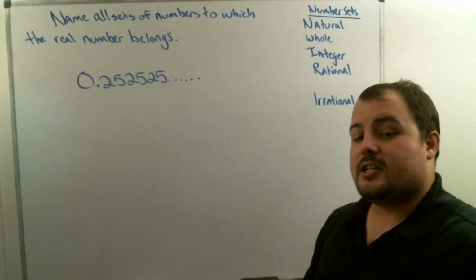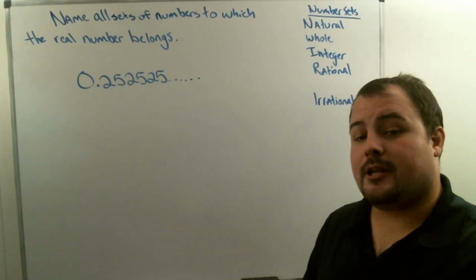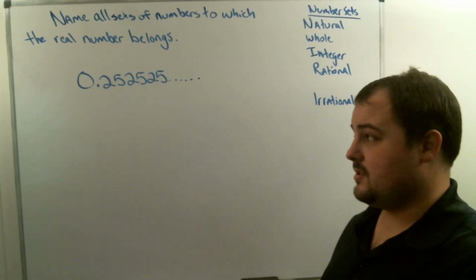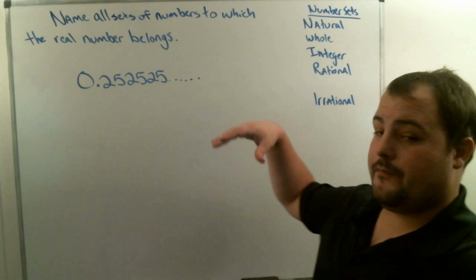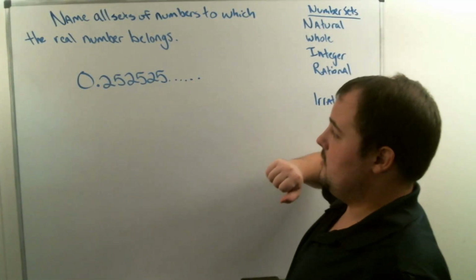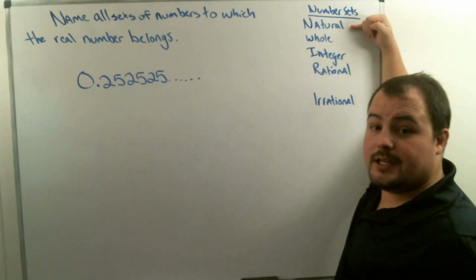Alright, so you just wrote the classifications of numbers. We're actually going to apply that to see if we can classify this number into which part of the real number system it belongs. So for our first example, it says name all of the sets of numbers to which the real number belongs. So let's think about it.